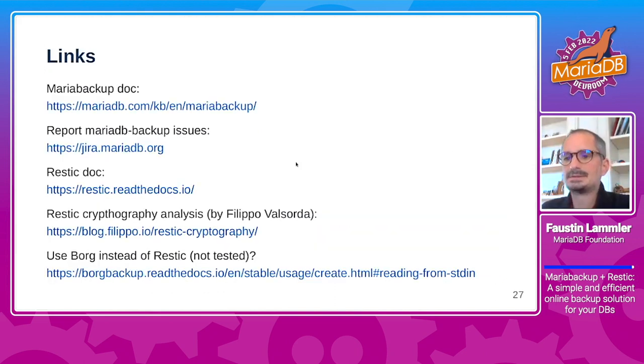Here are some links. The MariaDB documentation, the Jira instance where you can report issues, the Restic documentation. Here is a very interesting analysis of the Restic cryptography design. And finally, you may not know Restic, but you may know Borg backup instead. I have not tested it because I never used it, but I believe you may accomplish the exact same stuff with Borg, because Borg seems to also provide a standard input option, so to be tested.